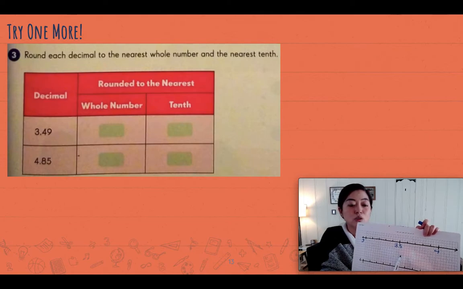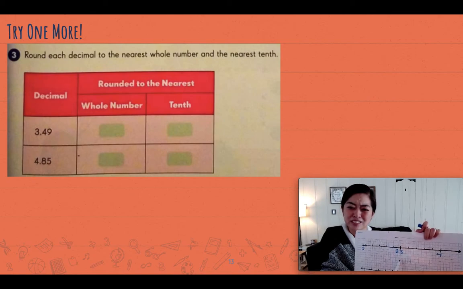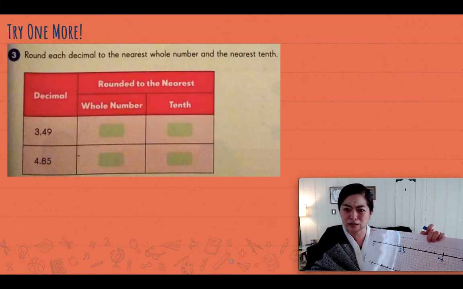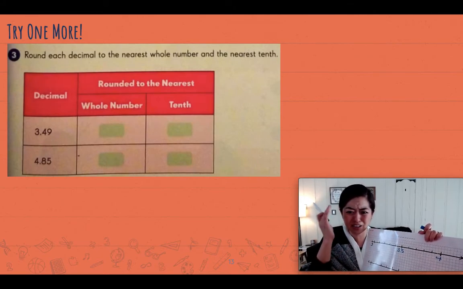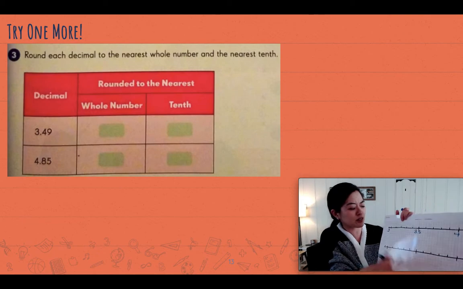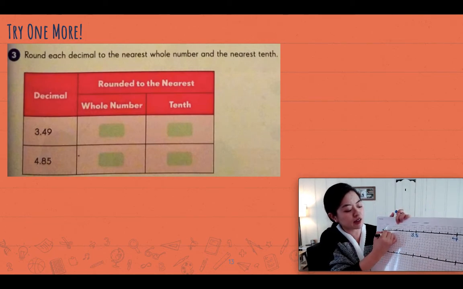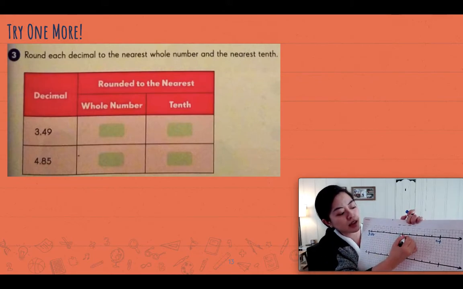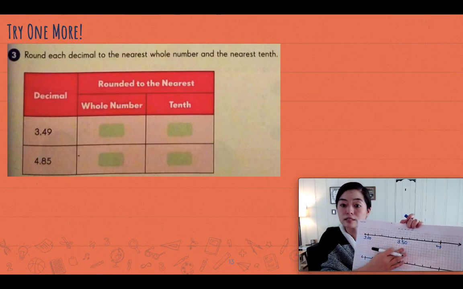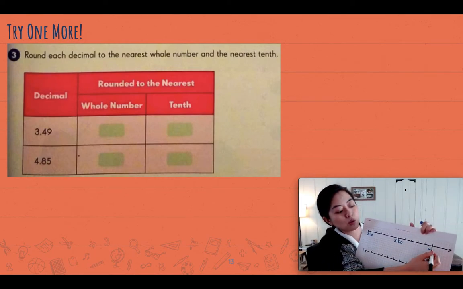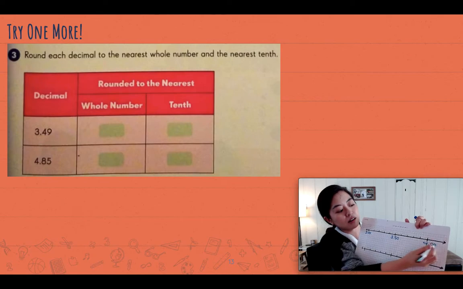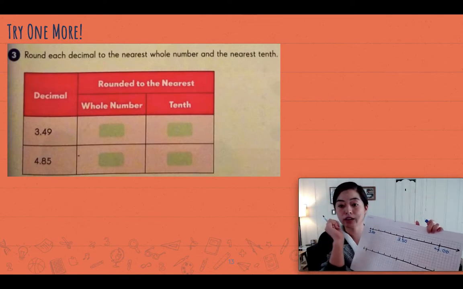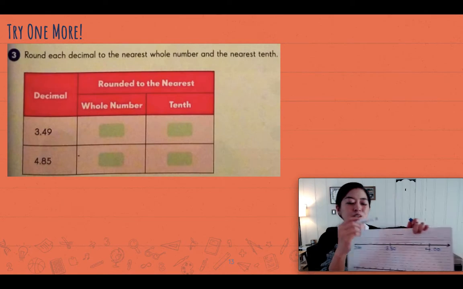I want to know, but you know what? My decimal is written in hundredths, right? 3 and 49 hundredths. So I'm going to change these numbers temporarily into hundredths so I can understand where it is. So let's see. 3 and 0 hundredths. 3 and 50 hundredths. 4 and 0 hundredths. Now 3.49, where does that lie?